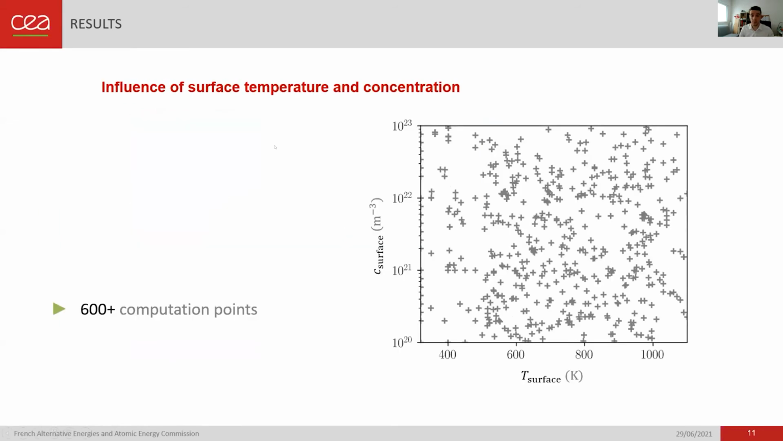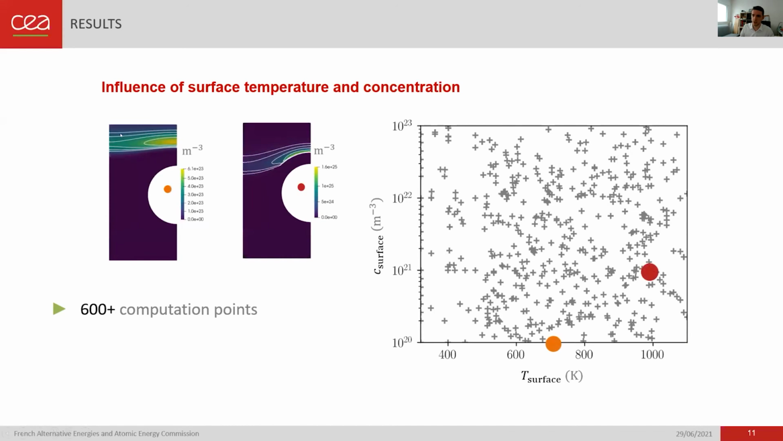Right. So we've performed these simulations for plenty of surface conditions. So we made the surface concentration and the surface temperature vary. We've performed more than 600 randomly distributed simulations. And yes, we obtained obviously different retention fields, as you can see here in orange and red.